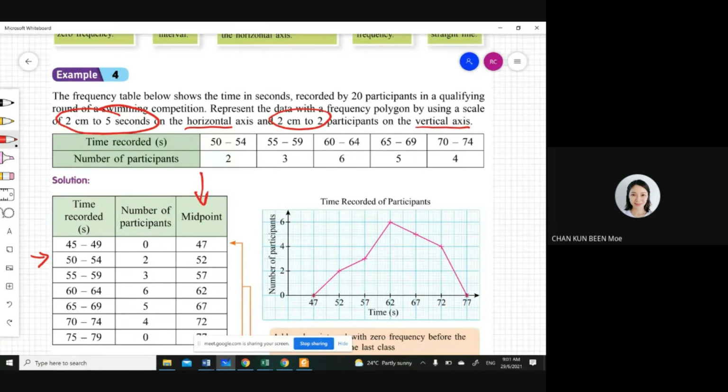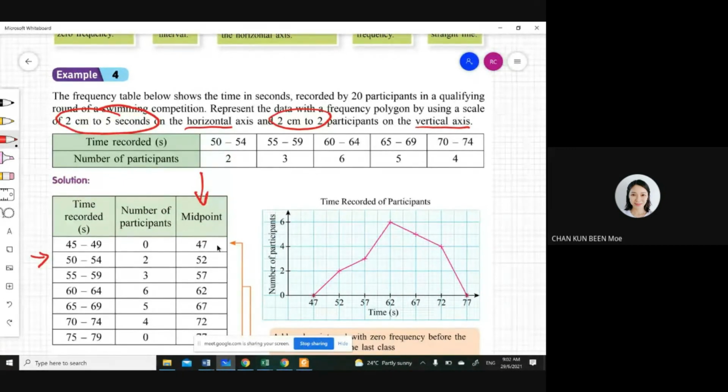Okay, so you add in and then you plot the points. For the first one, the number of participants is 2. Over here they give you 2 centimeters to represent 2 participants already, right? Follow this one. So you have 2, 4, 6. The maximum is 6 participants, that's why we have 6. And for the horizontal axis it is 2 centimeters to 5 seconds. So 2 centimeters, we are going to plot the first one.